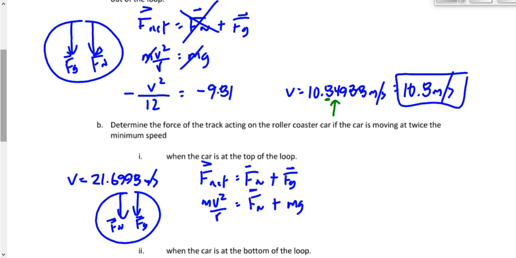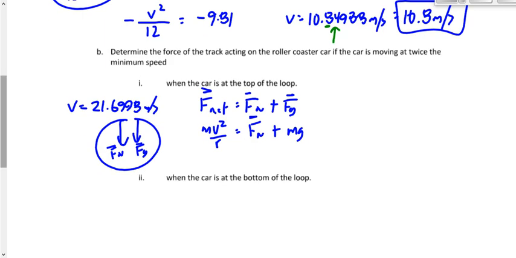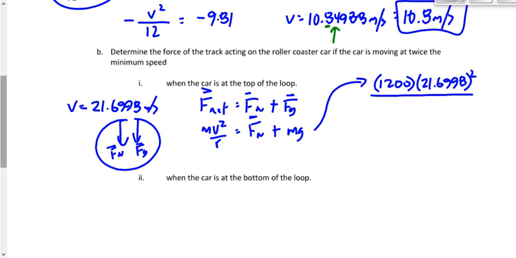So we start subbing in some numbers here. We say 1,200. Once again, don't forget to square the V. The unrounded value of V over R, which was 12. And I ran out of space there.